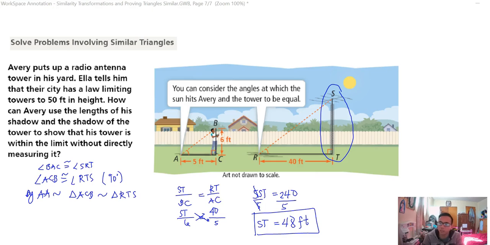So we can now say that the antenna tower is 48 feet high. So Avery's tower is within the 50 feet limit from the city. All right, so that is our lesson for similar triangles.